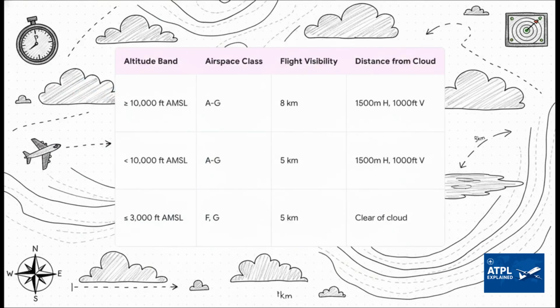Now, this table might look like just a bunch of data, but this is literally the law. You have to know these specific visibility and cloud clearance requirements for different flight levels and different classes of airspace. For example, below 10,000 feet, you're generally going to need 5 kilometers of visibility, and you have to stay 1,500 meters horizontally away from any clouds.